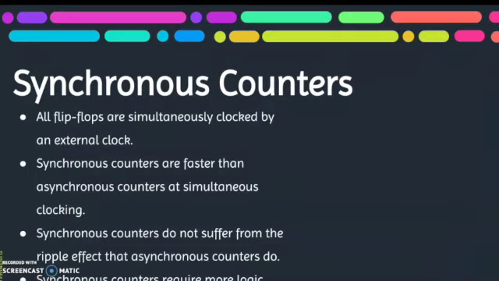So first, let's define synchronous counters. In a synchronous counter, all flip-flops are simultaneously clocked by an external clock. In asynchronous counters, what we witnessed was that we were clocking the flip-flop from one to the other instead of connecting them all to the same clock. Synchronous counters are faster than asynchronous counters at simultaneous clocking because they're all synced to the same external clock. Synchronous counters also don't have that ripple effect that we saw asynchronous counters have, and they do require more logic.